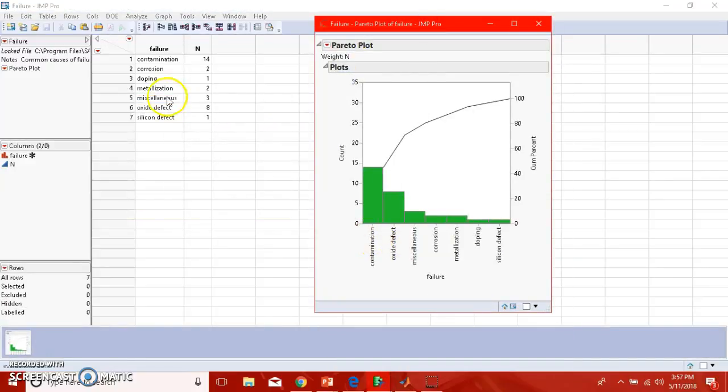As we can see from here, contamination has the most incidences, and of course it's number 1 here. Then we can see the oxide defect has the next most, and it's right here. It automatically orders them from greatest to least, showing which defect has the most occurrences. It also shows the cumulative frequency with this line, showing what percentage of all the errors are accounted for. This helps you figure out which causes to look at when trying to fix an issue.